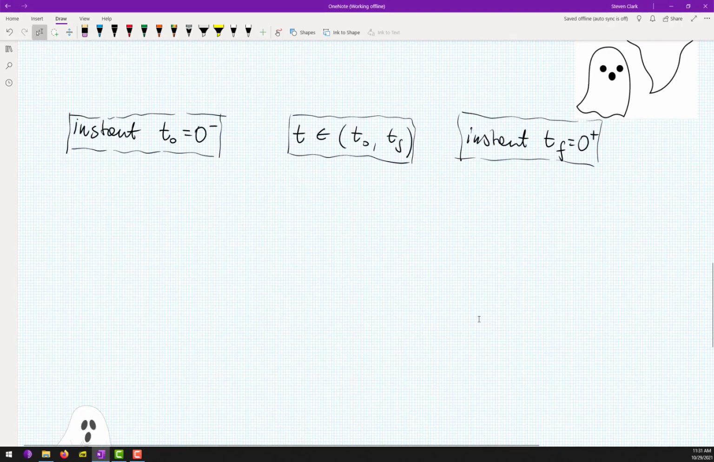Okay, so pre-impact, we have our ground in here, and we have our particle in here. We have exactly the same situation at time 0 minus and 0 plus. However, 0 minus means a very, very small number below 0, and you know that from calculus. And 0 plus means a number that approaches 0 from the positive side. I hope you know that.